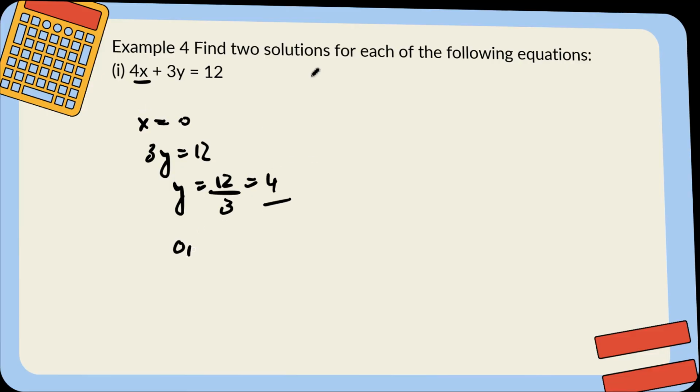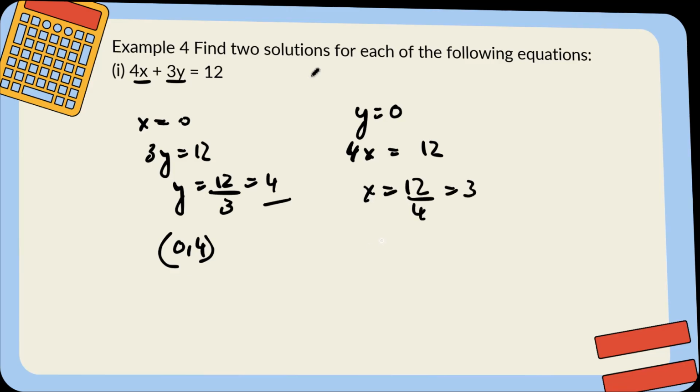So 0, 4. The same way if I put y is equal to 0, what would happen? It will become 4x is equal to 12, because the 3y part will become 0. x is equal to 12 by 4. Your answer will become 3. So it will become 3, 0, right? These are the solutions. Okay.